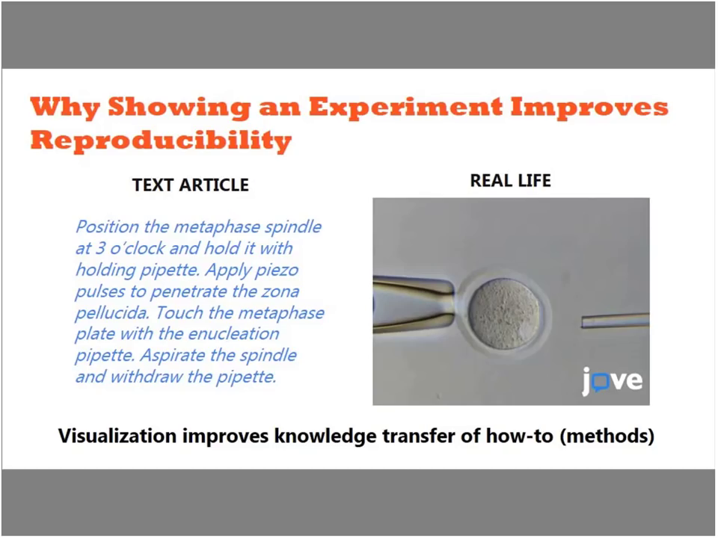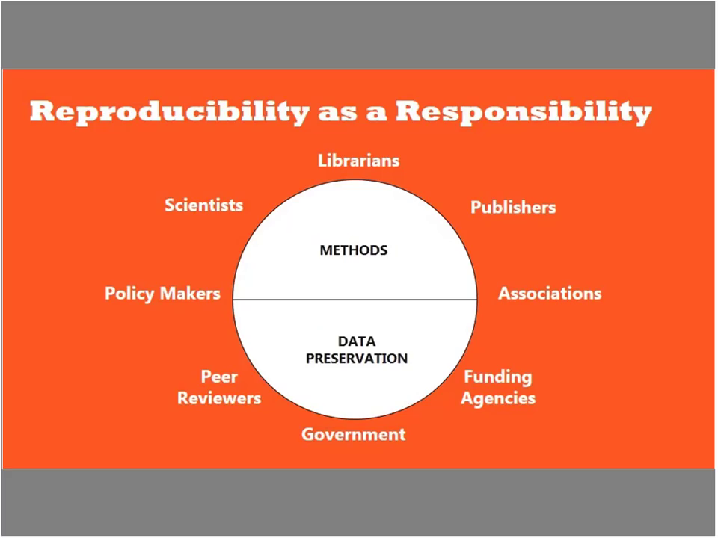It says touch through this outer shell. Touch the metaphase plate with the enucleation pipette. Aspirate the spindle and withdraw the pipette. Well, in the video, you would see this light gray shadow is actually the spindle. You pull it out, and you squirt it outside, and you're done. And that's the thing: in this case, it's the visualization of the methodology that really makes this useful. It makes it substantial, and it makes it easy to transfer between labs. And that's one of the big things that we have to address in terms of reproducibility.